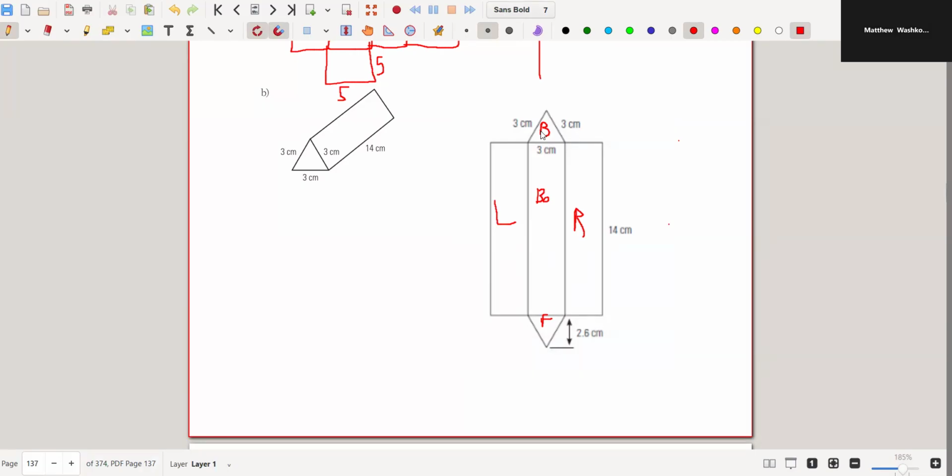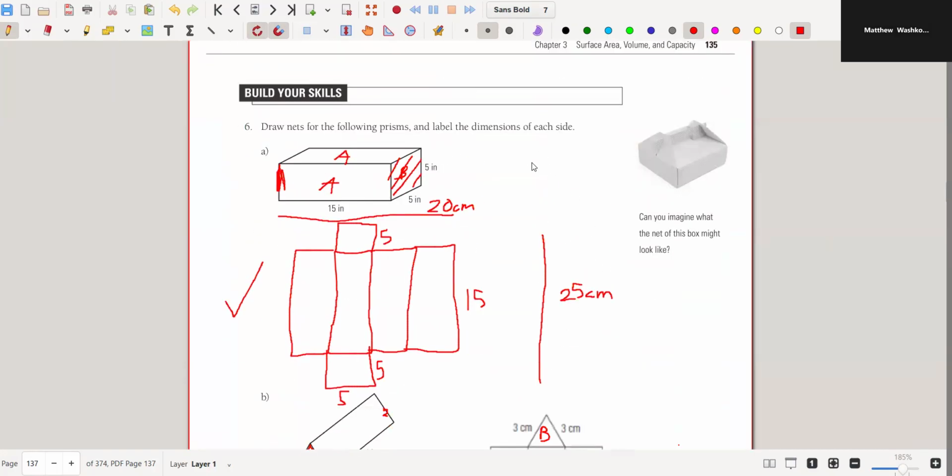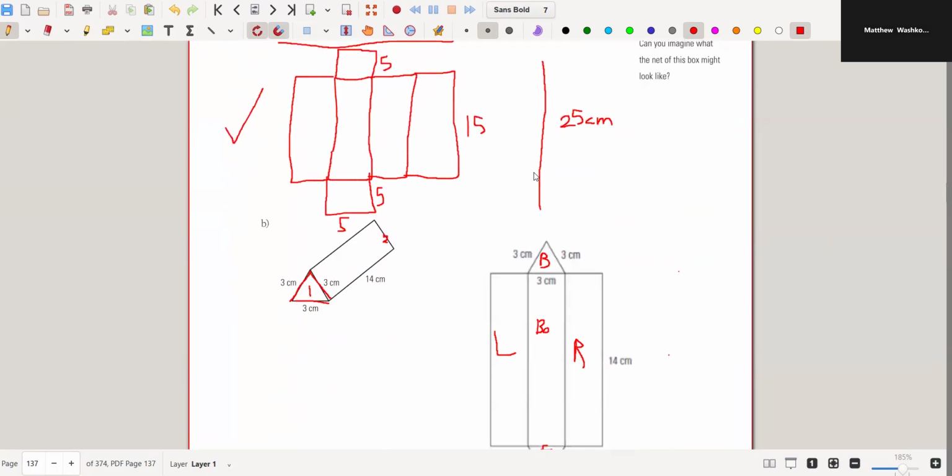Wait, what's going on here? Nope, I counted it wrong here, right? You don't count the sides here and then think, oh, left side, right side, bottom. No, there's a bottom side, there's a right side, there's a left side, and then there's the front face and the back face here. 5 shapes in total. Now, did anyone catch the mistake I just made? Read the question again carefully. Draw nets for the prisms, check, and then label the dimensions of each side. Check. No, I haven't made a mistake.